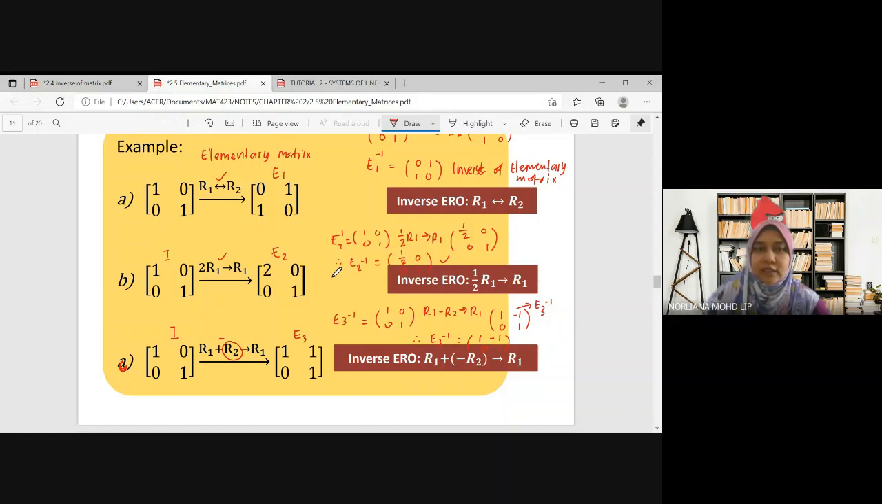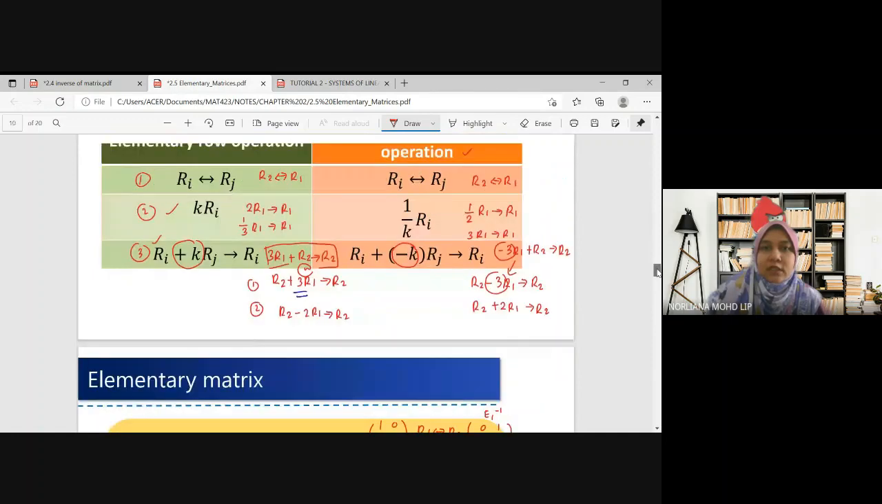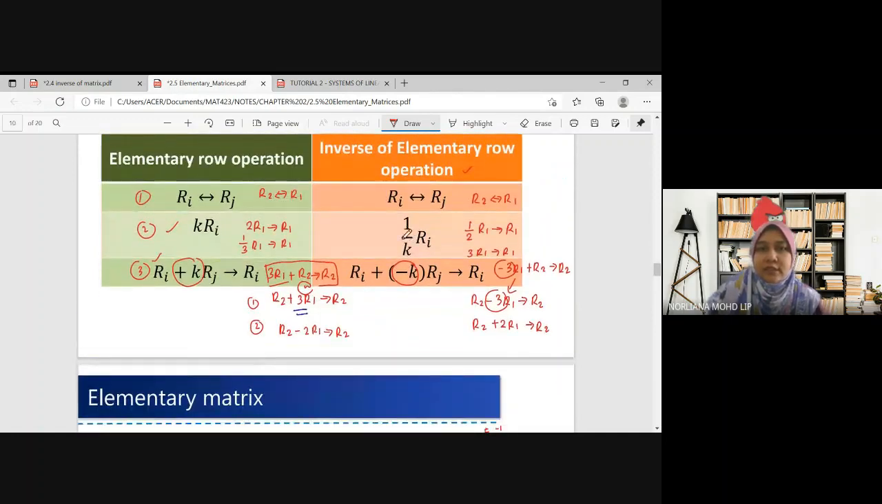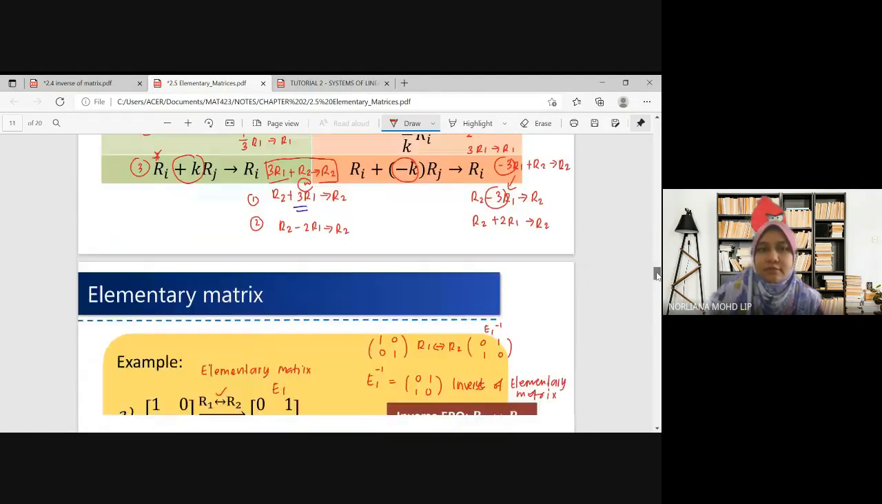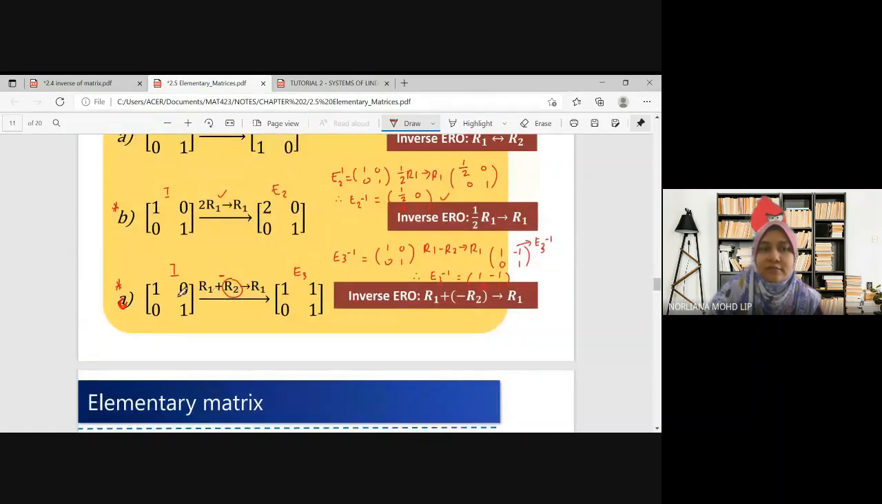Summary dia, yang berubah untuk operation yang B dengan C lah. Untuk cari inverse of elementary matrix, yang A tak berubah. Kat sini dia berubah. Jadi 1/K dia ikut yang tadi, formula dia 1/K. Yang ketiga yang ni, positif diubah jadi negatif.